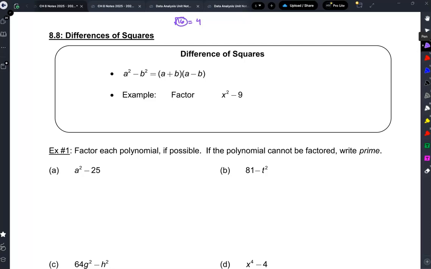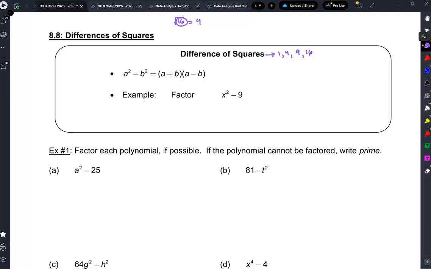So let's talk about what the perfect squares are. How do we find out what the perfect squares are? What's 1 squared? 1. What's 2 squared? 4. What's 3 squared? 9. What's 4 squared? 16. So far, 1, 4, 9, 16 are the perfect squares.